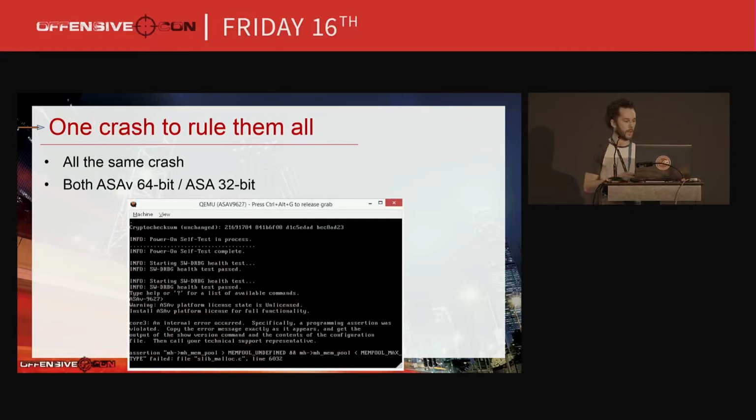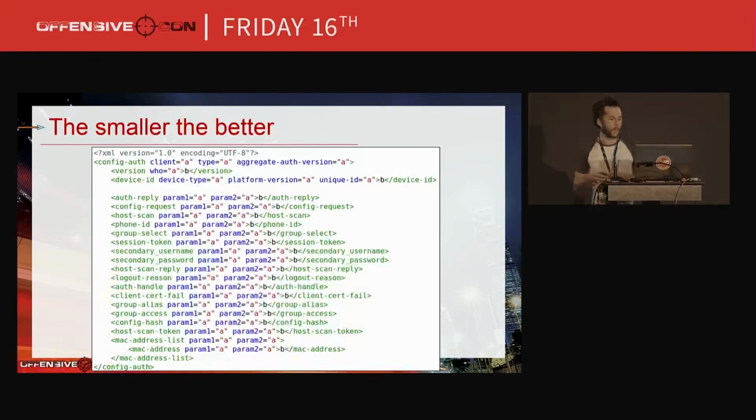So here you have a screenshot of the actual instance. It's QEMU because I fuzzed it on both ASA and ASAv, which is the virtualized ASA in QEMU, and I tested it on both 64 and 32 bits. So it was interesting to find the same bug. So from that, you know they are all the same crash.